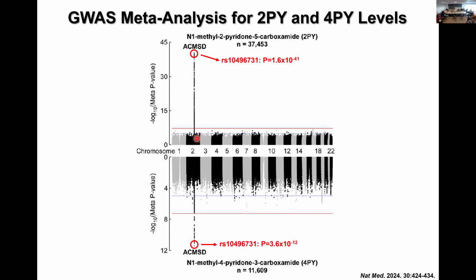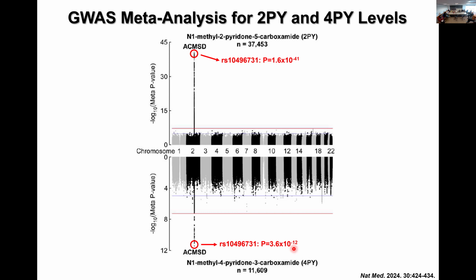And in fact, it is, because the SNP that's up at the top that is associated with 2-py gives a p-value of 10 to the minus 41, and it's that same exact SNP that is being associated with 4-py and gives a p-value of 10 to the minus 12. We assume that the difference in the p-values is simply because there were 37,000 people in the 2-py analysis, but only 11,000 in the 4-py. So it's just a sample size issue. They're probably equivalently associated if you had the same number of individuals.